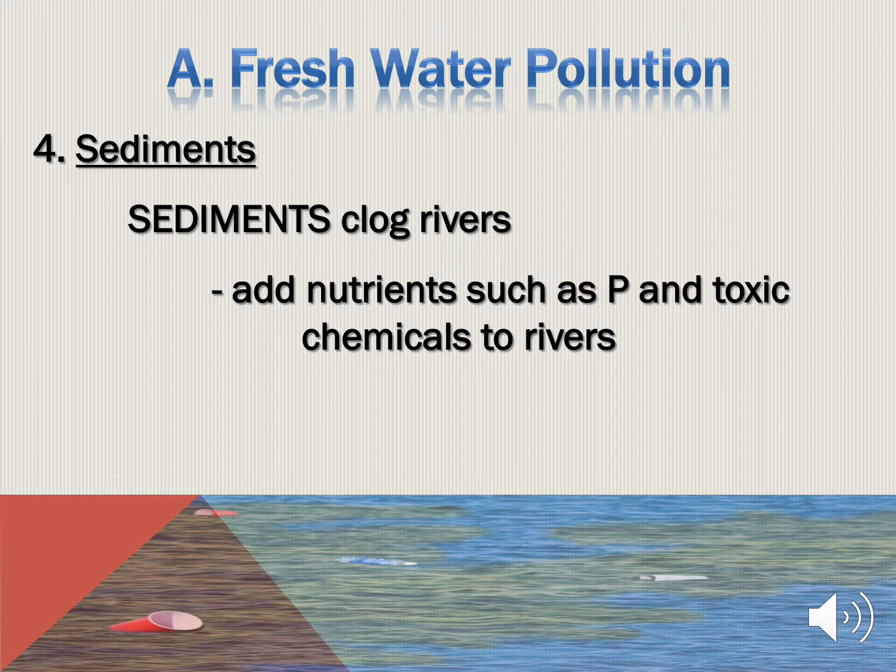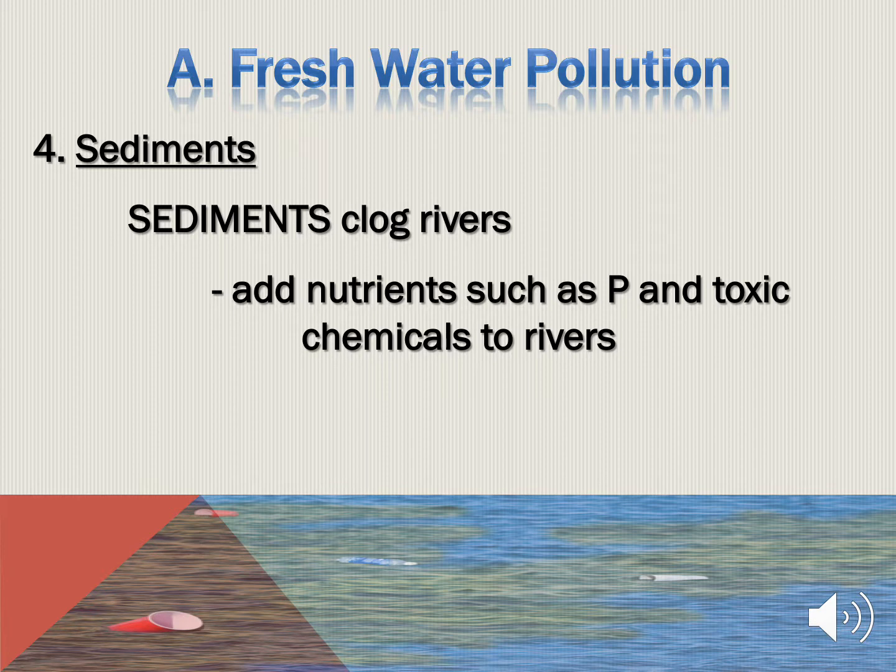Another problem with sediments is sediments come off land, and phosphorus is often attached to the sediments as they come into the river. Remember, phosphorus causes nutrient aging of water bodies. It's a form of pollution. And any toxic chemicals that are on land may end up in sediments in the water systems.